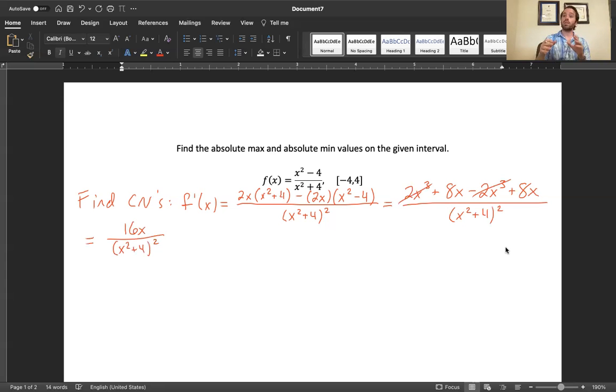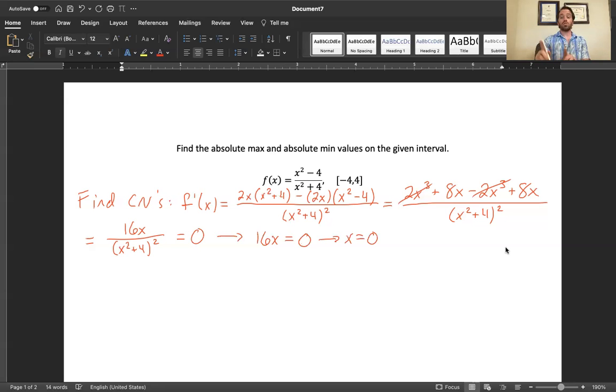Now, remember, I'm finding critical numbers of this, which are points where the derivative is either equal to 0 or fails to exist. I know this seems like we're never going to find one where it fails to exist, but this is another one where the derivative will not fail to exist. The reason it doesn't fail to exist is that the bottom of this is never going to be 0. So critical numbers will be found purely based on the top. So this equals 0 means that really we're just wondering about when 16x equals 0. That, of course, only happens when x equals 0.